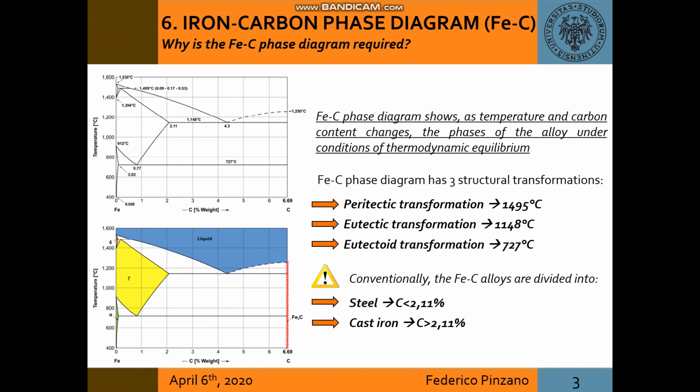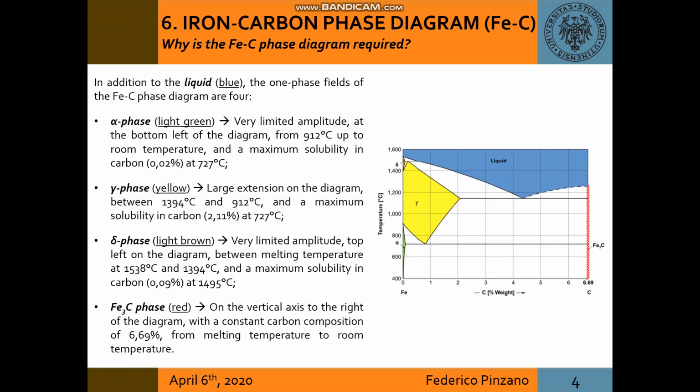We can also observe the three structural transformations listed here on the right and make an important distinction between iron-carbon alloys: steel if carbon content is lower than 2.11%, cast iron if greater. In addition to the blue liquid phase here on the top of the diagram, there are other four one-phase fields. A very limited green alpha phase field on the left here, a large extension yellow gamma phase field here, a very limited brown delta phase field here, and finally a red iron carbide phase field on the right vertical axis of the diagram here.